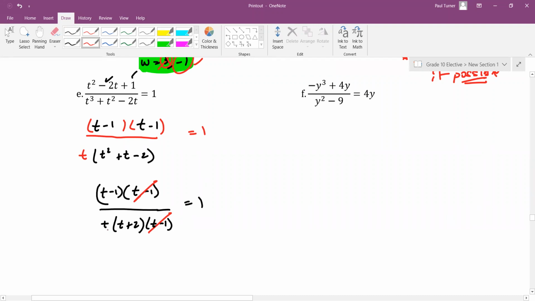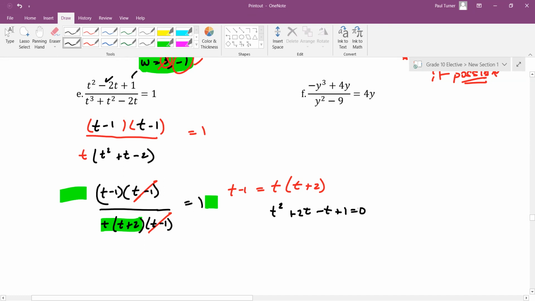So now we can bring your t plus 2 to the top side. So t minus 1 equals t plus 2. So just basically multiply that both sides, this part here. That's what I did, and then you'll cancel this out. So now this is our equation here. So you're going to have t squared plus 2t minus t plus 1 equals 0. So t squared plus t plus 1 equals 0.